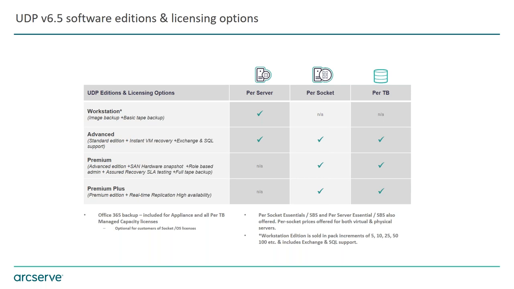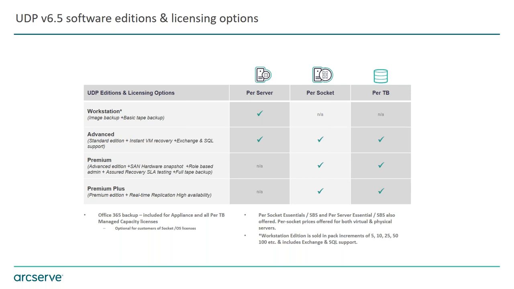And then Premium Plus is everything that's in Premium, but it also has that real-time replication and high availability technology that I mentioned that can do asynchronous block level, providing a near zero RPO of your physical and virtual workloads. So we've got a very flexible licensing option where you just license what you need where. So with the per socket, you can mix and match the different editions. You could have, for example, 30 sockets at Advanced, 20 sockets at Premium or Premium Plus.